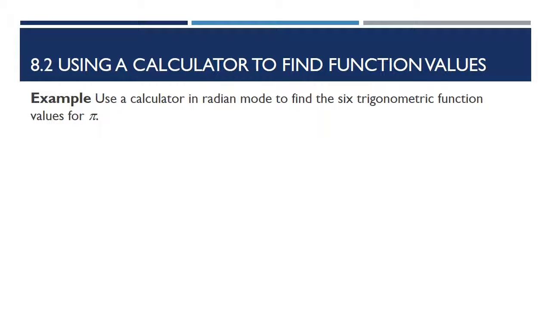All right, try this example. Use a calculator in radian mode to find the six trig functions for pi. Pause the recording, give this a try, and resume to check your answer. So first, set your calculator in radian mode. Again, hit the mode button and then choose between degrees and radians, and choose radian.